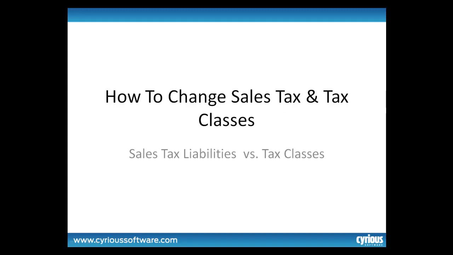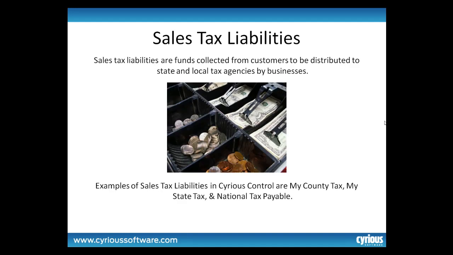Today we're going to go over how to change sales tax and tax classes. The first thing we want to do is go over the differences between sales tax liabilities versus tax classes. The first thing we want to look at is sales tax liabilities. Sales tax liabilities are funds collected from customers to be distributed to state and local tax agencies by businesses. Examples of these inside of Control are my county tax, my state tax, and national tax payable.